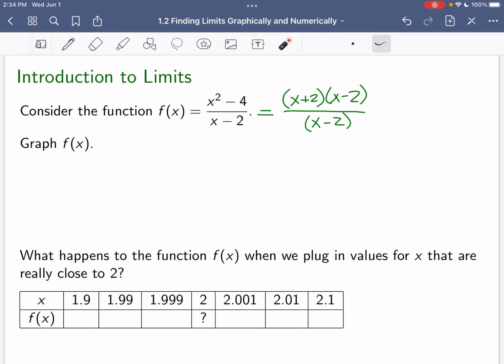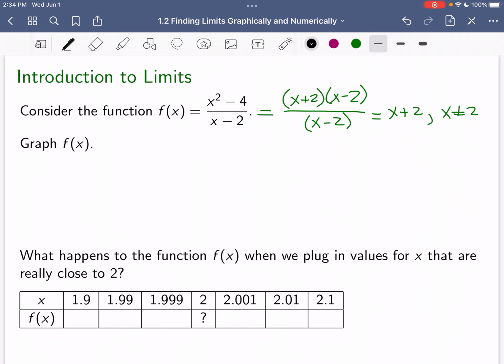So this function is going to behave like x plus 2, right? You can cancel that out. It behaves like that everywhere except when x is equal to 2. So x is not allowed to be equal to 2 in this function because, again, it would make that denominator equal 0, and the function is undefined.